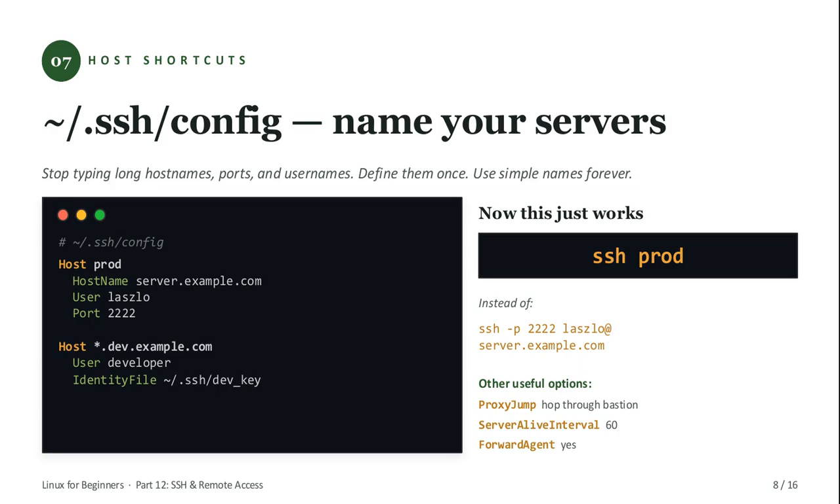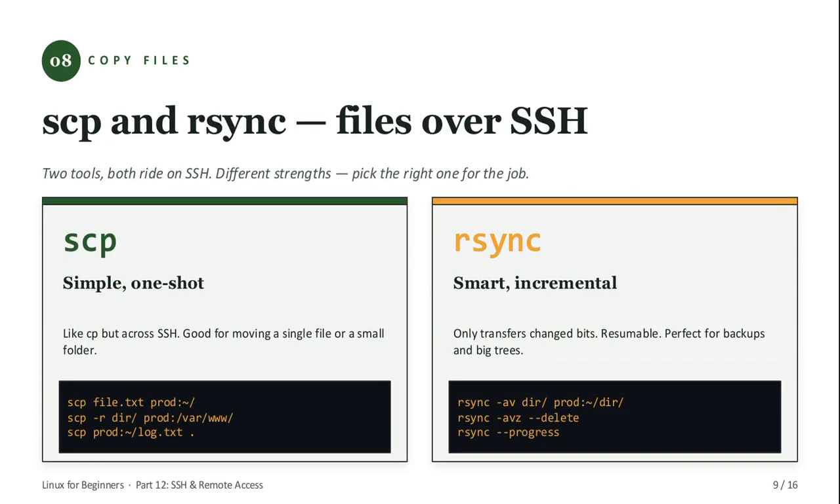ProxyJump hops you through a bastion host automatically, ServerAliveInterval keeps idle connections from dropping, and ForwardAgent carries your keys along for the ride. We'll lean on a few of these in the next slides. And notice how nicely those nicknames pay off here.